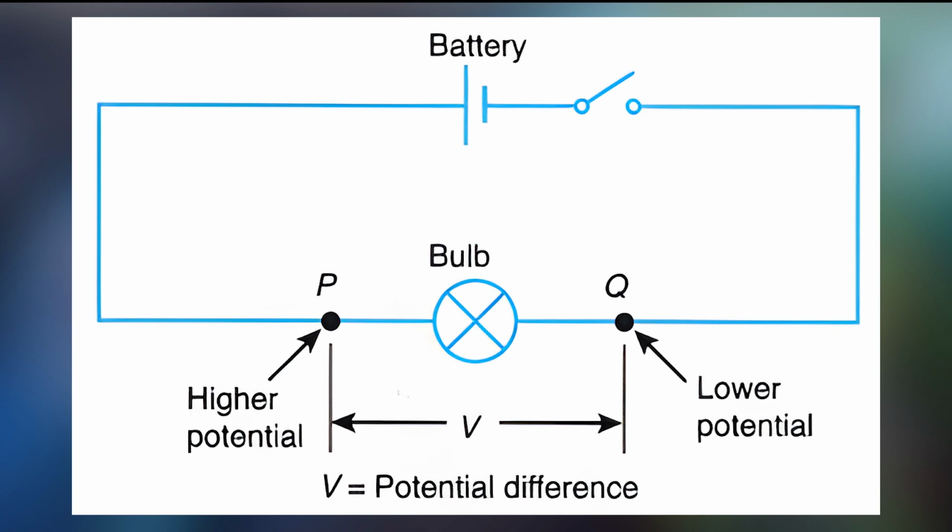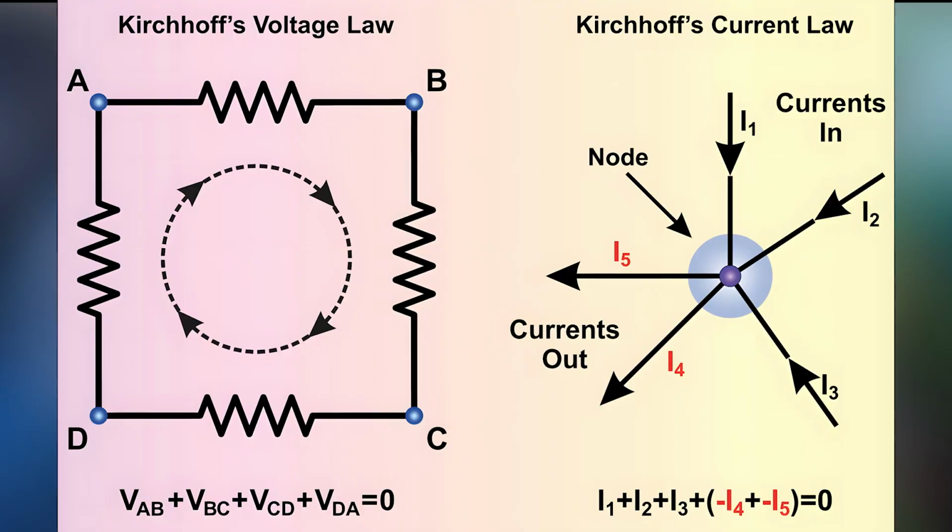Now, when we're analyzing the behavior of circuits, there's two big laws that you need to know, and they're called Kirchhoff's laws. That's spelled Kirchhoff, sort of a weird spelling. I think it might be a Russian name or something like that. Anyway, there are two laws, Kirchhoff's current law and Kirchhoff's voltage law.